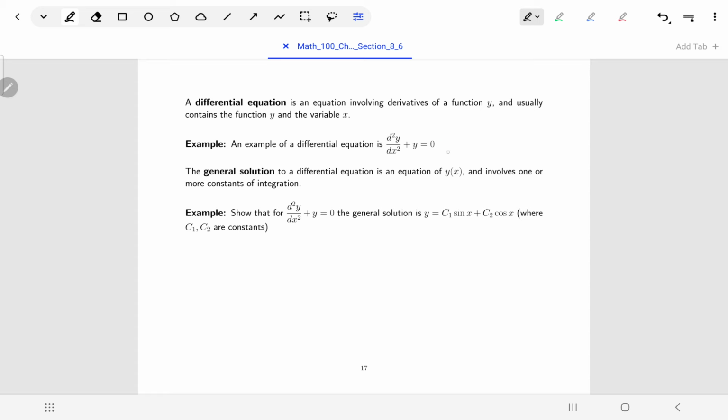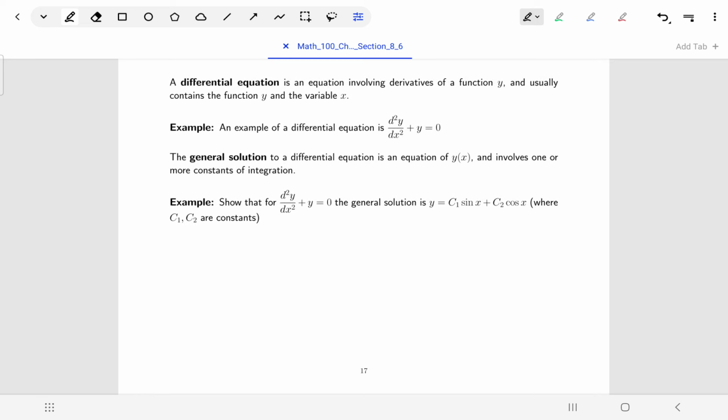So if I were looking at solving this equation, I'm trying to find a function y where when I add it to its second derivative, I get 0. These general solutions usually involve one or more constants of integration. So when we say general solution, it's because it's actually an equation that contains a family of solutions.